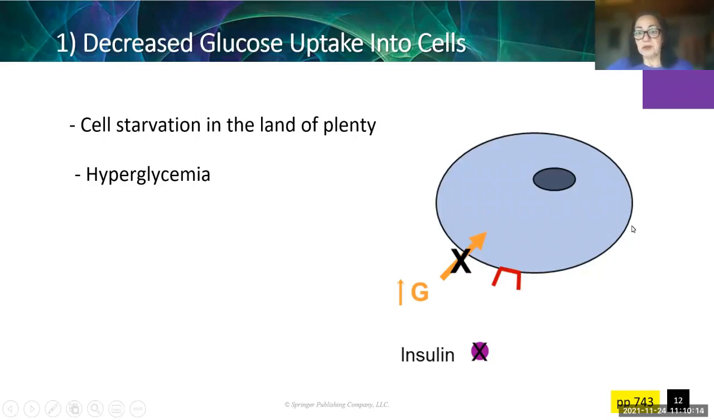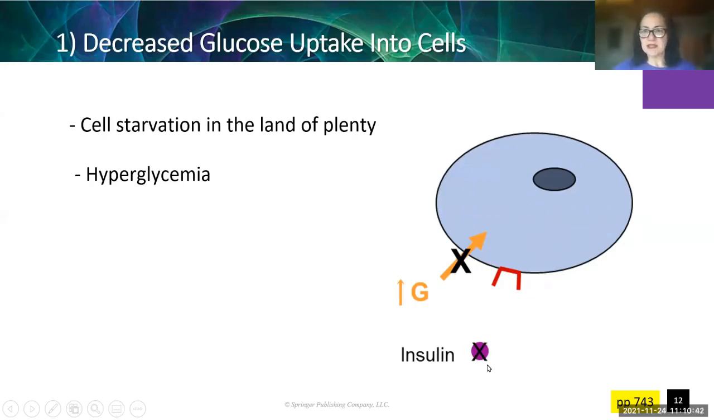This blue circle represents a cell, and here in red is an insulin receptor. What's supposed to happen is insulin, represented by this purple ball, is supposed to bind the receptor. In response, the cell is supposed to put a transporter here in the membrane so that the glucose can pass from the extracellular fluid into the cell. That's the way it's supposed to work.